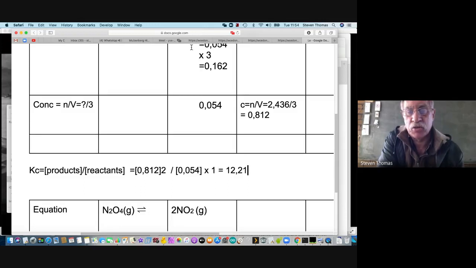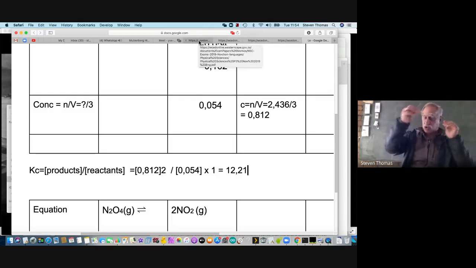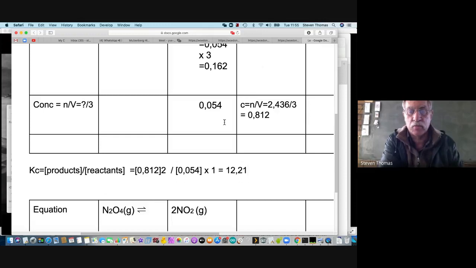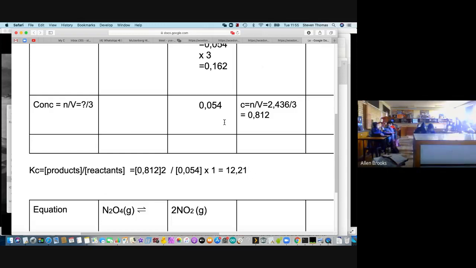Okay, so when you've got that down, let's just have a look at the question. I think they asked us to work out the Kc. They say, calculate the equilibrium constant for this, and it's 7 marks. What do you guys think of that for 7 marks? How much work was that?